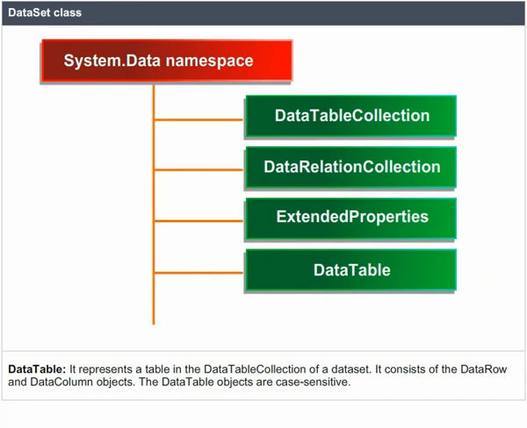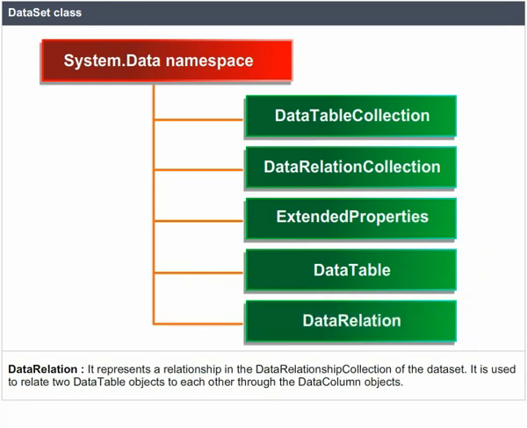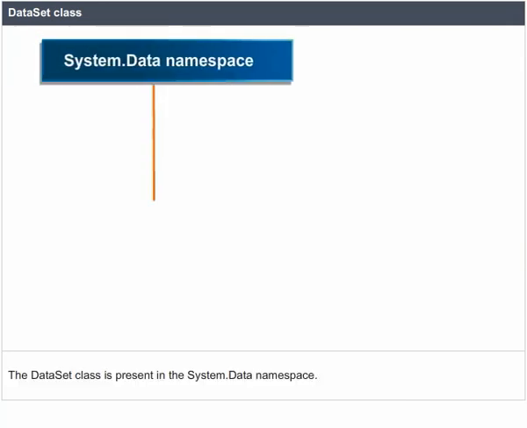Data relation. It represents a relationship in the data relationship collection of the data set. It is used to relate two data table objects to each other through data column objects. Dataset class. The dataset class is present in the System.Data namespace.